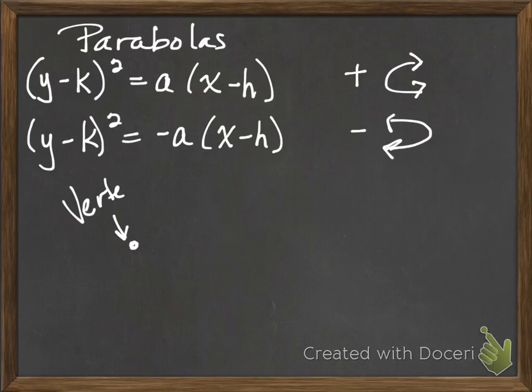And I've labeled a parabola up above there. So your vertex is going to be your (h, k), while for all the other graphs, their center is going to be (h, k). So a center is to a circle as a vertex is to a parabola.